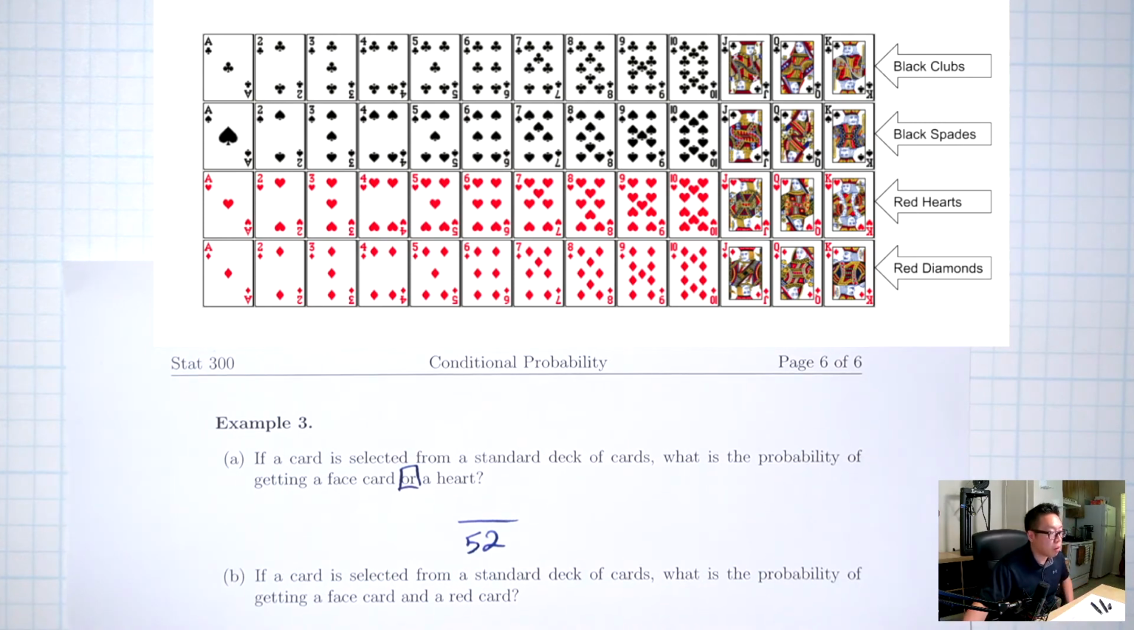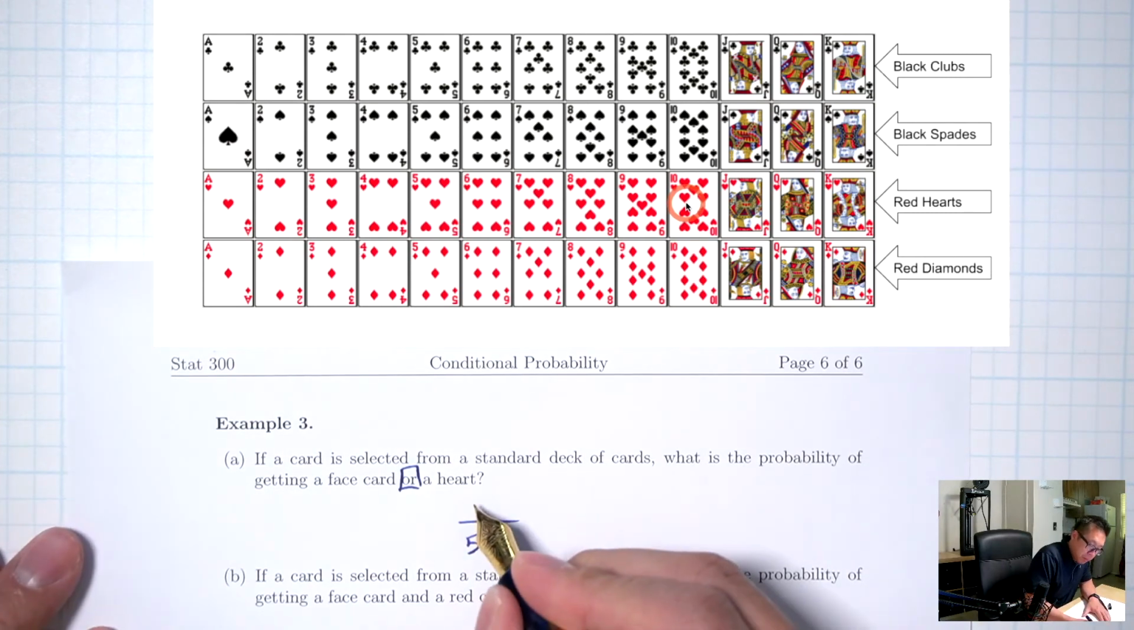So all the face cards, which would be the last 3 columns. So that's, what is that? 1, 2, 3. That's 4. So that's 12 face cards combined with the hearts. But I don't want to count these hearts twice, the J, Q, K hearts. So it's these 12 plus 1 through 10 hearts. That's 22 total.